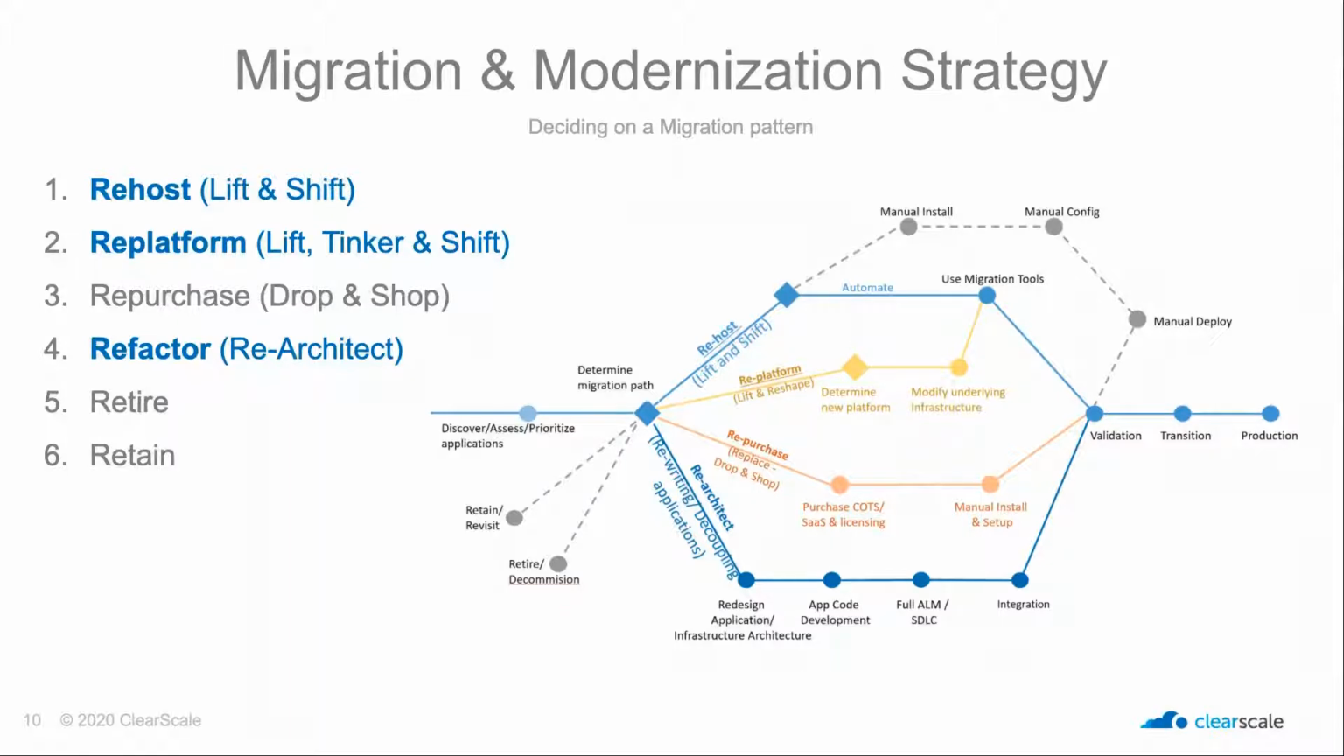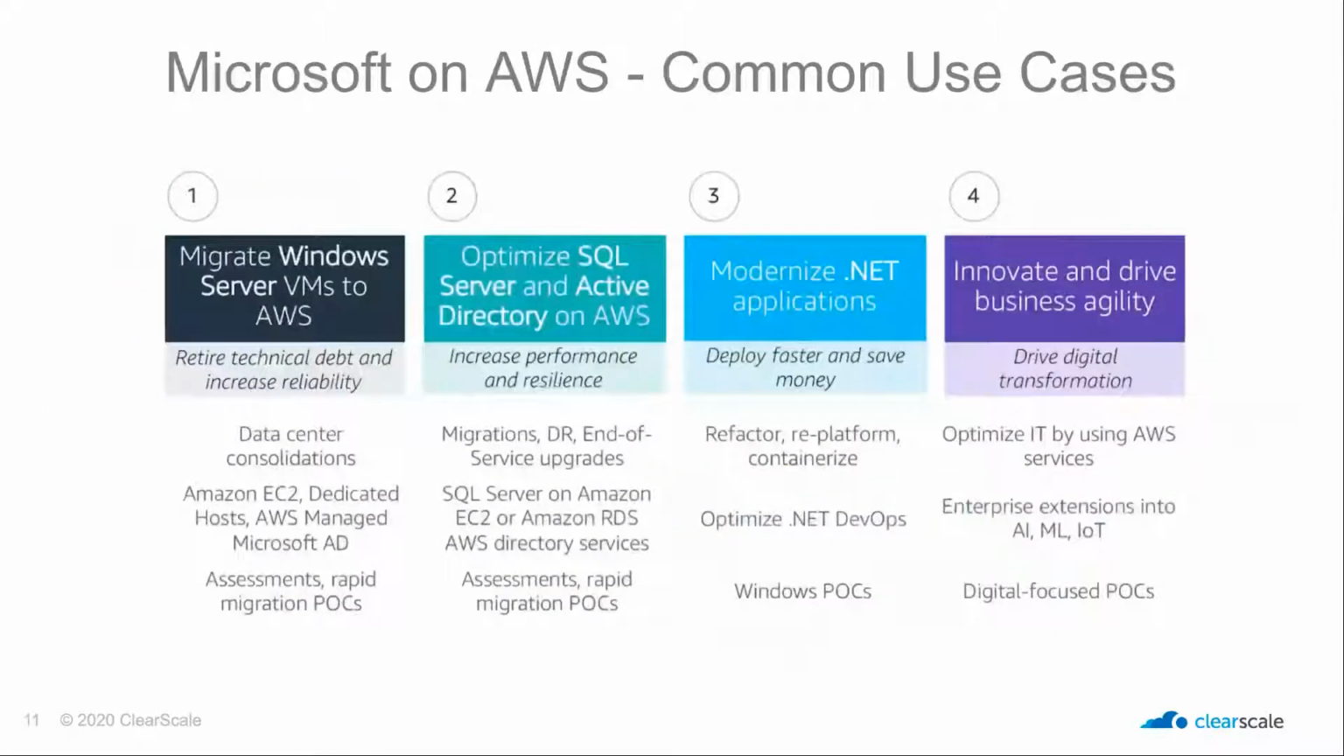So here's a couple typical use cases we see with Windows workloads. We have migrating your servers to retire tech debt and increase reliability, optimizing SQL Server and Active Directory for performance and resilience, modernizing your .NET applications for faster deployments and cost savings, then the ability to innovate and drive business agility. This is things like once you're in the cloud, you could use cloud native tools like artificial intelligence and machine learning that Amazon provides.